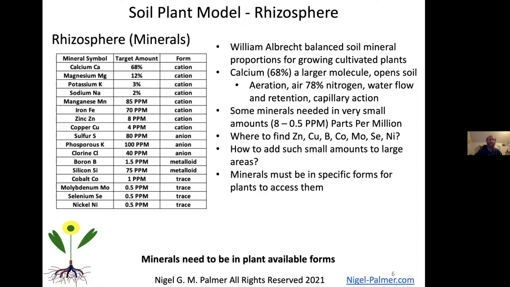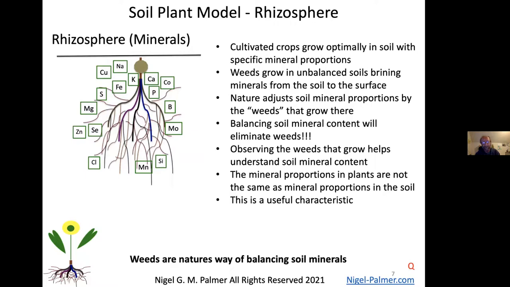And then the next thing I started to run into, and this was the beginning of opening my eyes to the fascination of the natural world, was the recognition that these mineral proportions were what cultivated crops needed optimally to grow in. But weeds, on the other hand, grew in unbalanced soils, and they bring minerals from the soil below and bring them up to the surface, and then they die annually, and they deposit those minerals onto the surface of the ground. The actual content of the minerals in the plants are not the same as the mineral proportions in the soil. So the weeds were actually bringing minerals from the soil in a different proportion than were in the soil and laying them on the top of the ground.